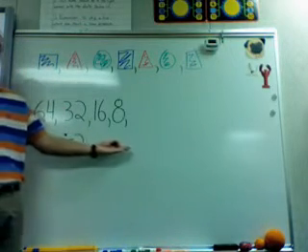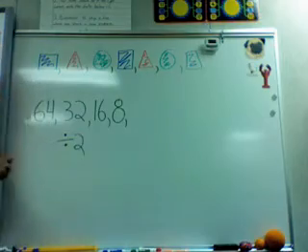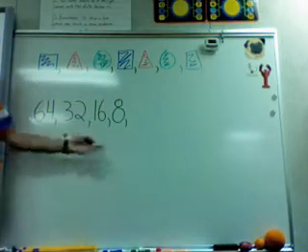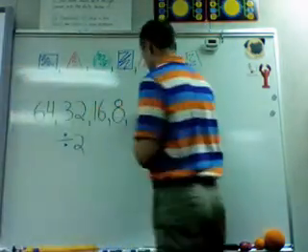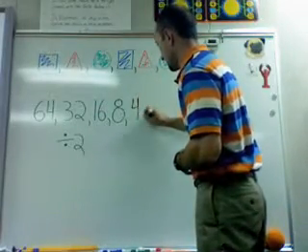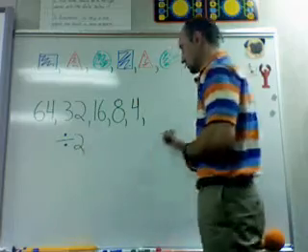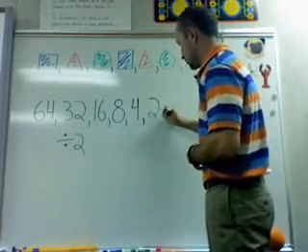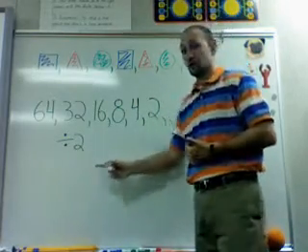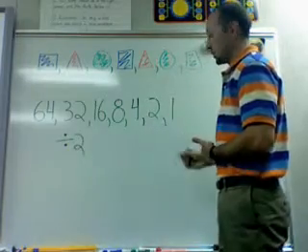So now to get the next three numbers, I'm going to continue to divide by 2. So 8 divided by 2 we know is 4. So my next number becomes 4. 4 divided by 2 is 2. And now 2 divided by 2 is 1.